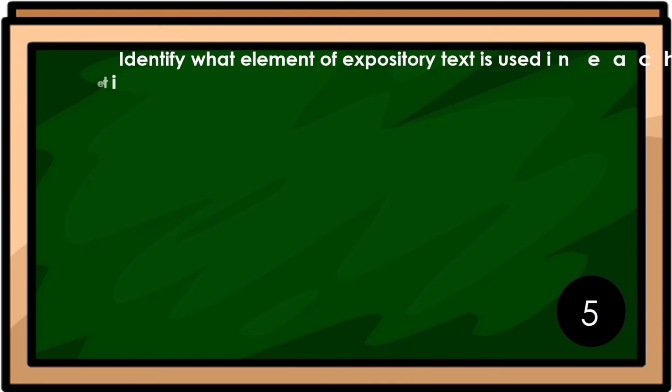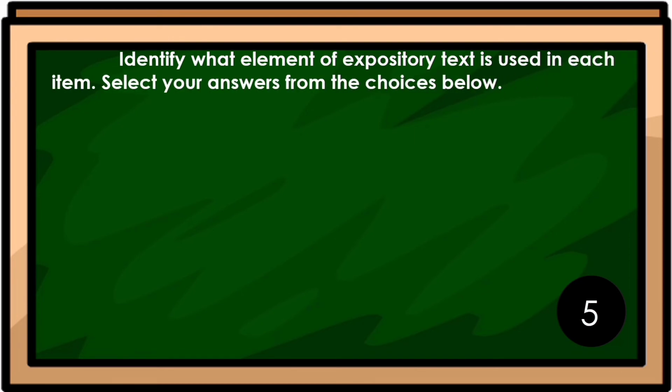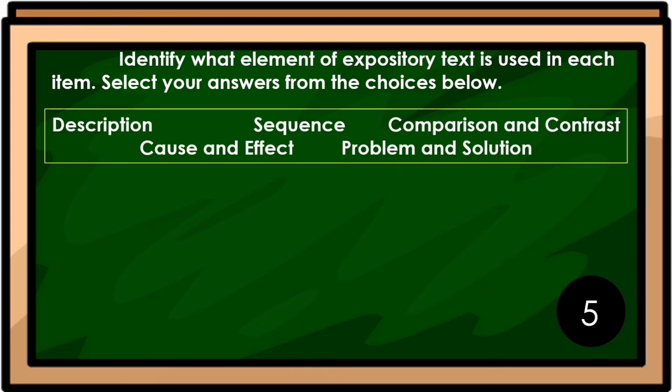Now that you already learned an expository text and its elements, let us try to answer the following activities. So let us have the first activity. Are you ready? So you are going to identify what element of expository text is used in each item. Just select your answers from the choices below. So here are the choices: description, sequence, comparison and contrast, cause and effect, and problem and solution. Let us have the first.